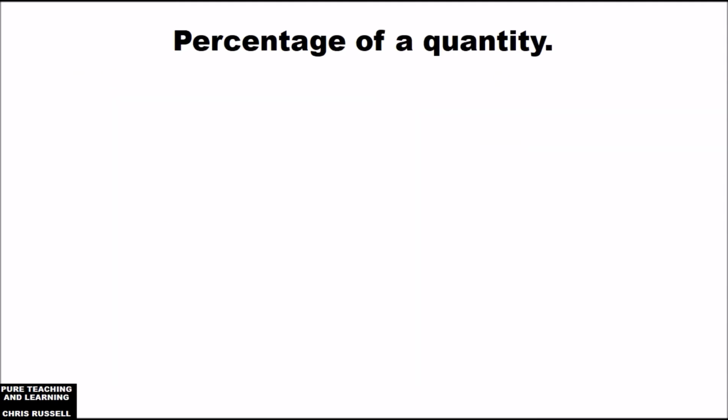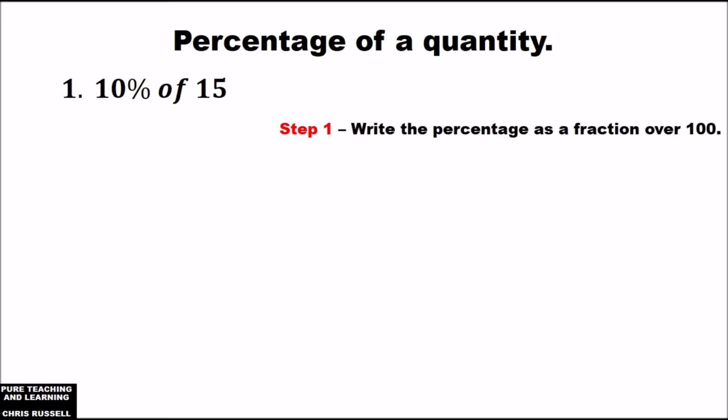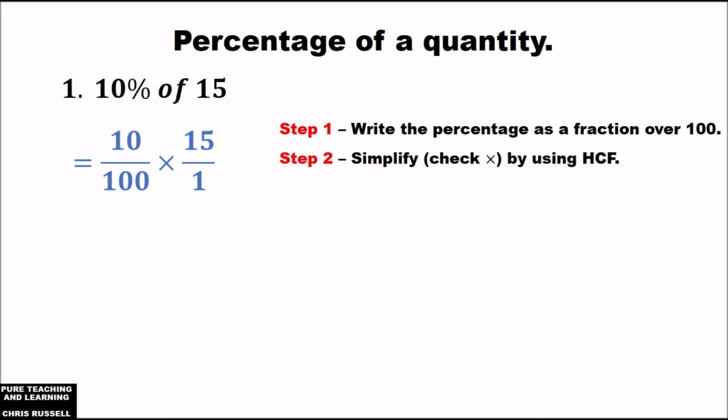Percentage of a quantity. Here we've got 10% of 15. Step 1, write the percentage as a fraction over 100. So 10 over 100. Then multiply it by that value of 15 over 1. Step 2, simplify. Check the diagonals by using the highest common factor.